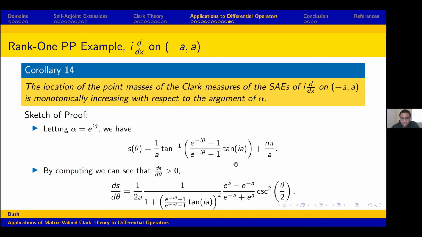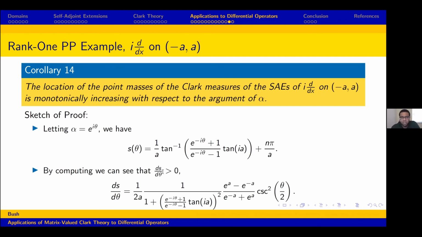And an interesting side effect of this is, because we have a formula for the positioning of the point masses, we can actually track where they move as a function of the perturbation parameter. In particular, they are monotonically increasing with respect to the argument of the perturbation parameter alpha. So if we set alpha equal to e^{iθ} and look at the derivative of this position with respect to θ, it's always greater than 0. So the eigenvalues all move together.